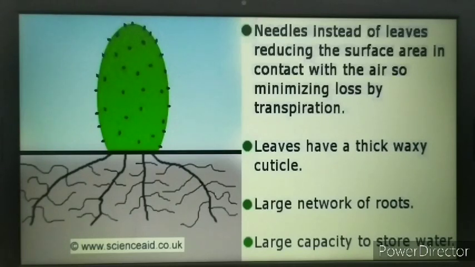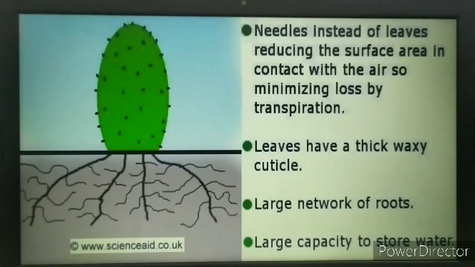So, what you have learned about the cactus plant: the leaves are needle shaped. They are modified into needle-shaped structures called spines for reducing the surface area in contact with the air. In this way it minimizes the loss of water by transpiration. And also the leaves have a waxy coating. Why do they have a waxy coating? So that it can prevent the loss of water through the leaves.